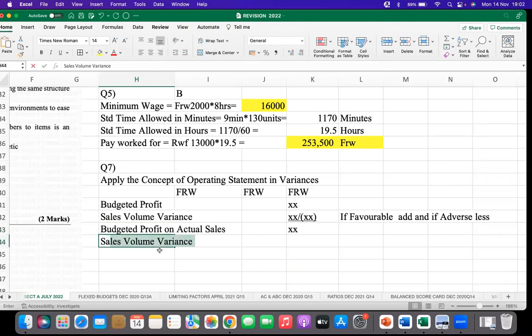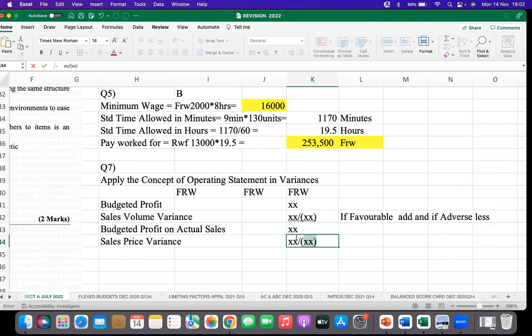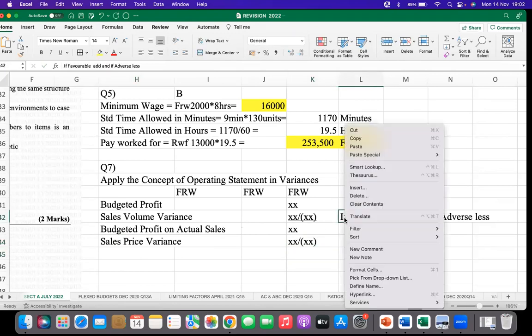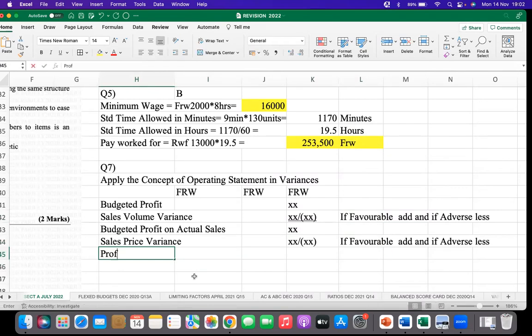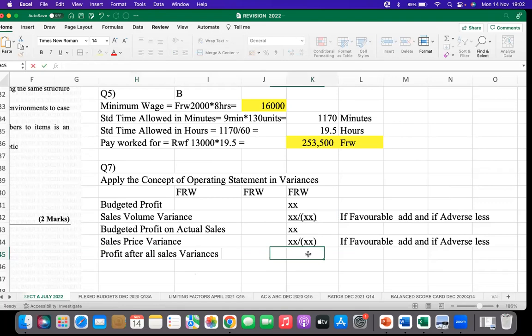And then you account for sales price variance, if there is any. So sales price variance, you account for it. If favorable, you add. If adverse, you minus. So again, I repeat that. Copy, and I come and paste it there. Now what we get here is profit after all sales variances. Profit after all your sales variances. The answer you get there.